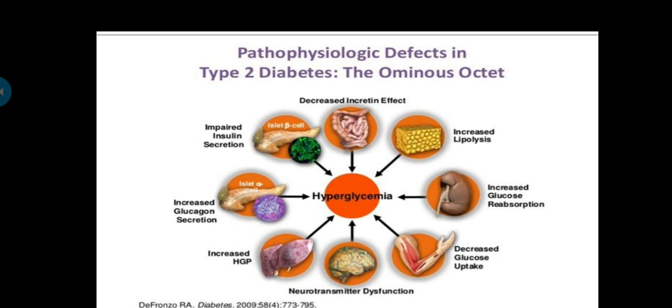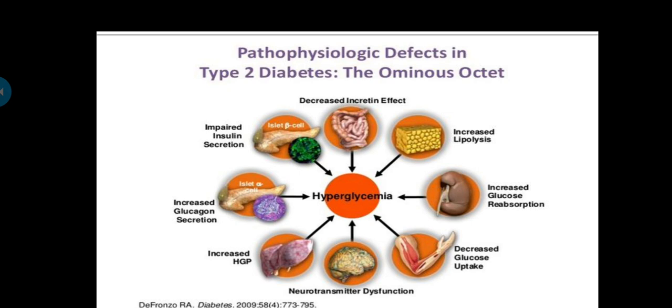So we have to remember all these 8 effects which can cause hyperglycemia in type 2 diabetes mellitus. So these are the impaired insulin secretion, increased glucagon production, increased hepatic glucose output, decreased incretin, increased lipolysis, increased glucose reabsorption, decreased glucose uptake, and neurotransmitter dysfunction. So these are the 8 effects.